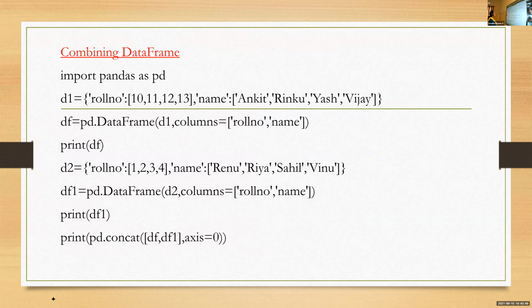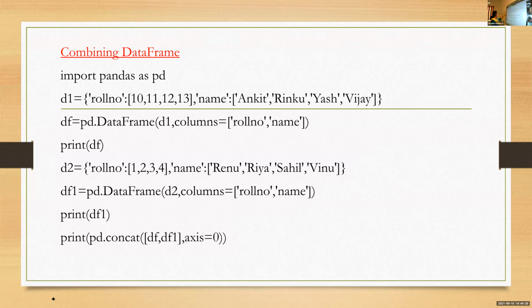The next topic is combining data frames. How can we join two data frames? Combining means concatenating or joining data frames. After the first data frame, I want to join the second data frame at the end of the first data frame. I want to create a new data frame using two data frames, that is df and df1.